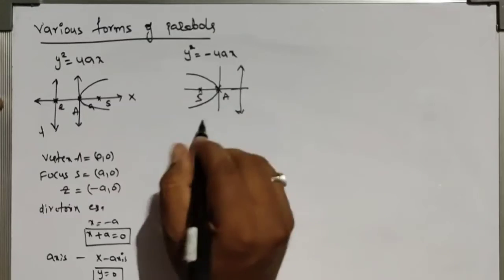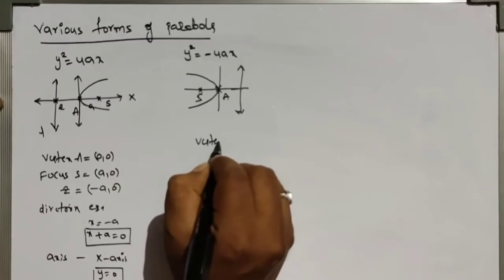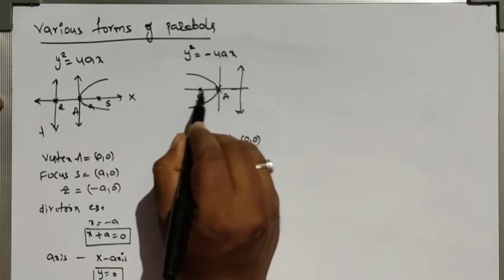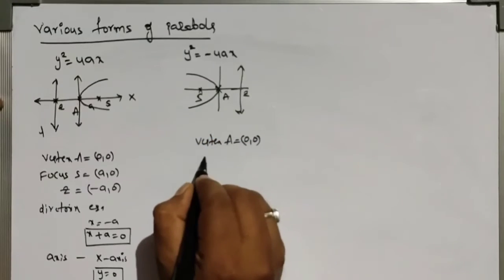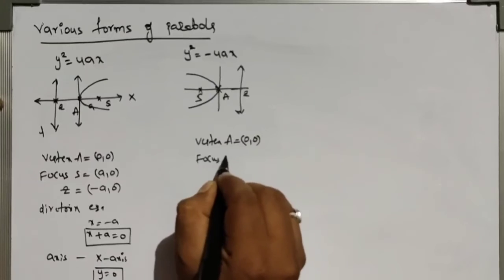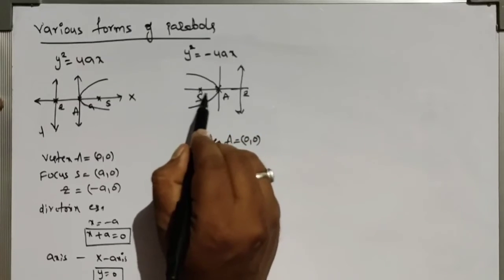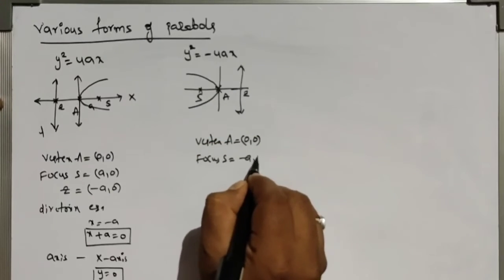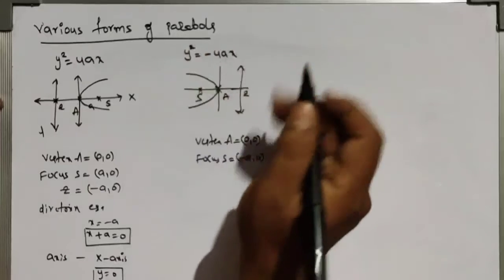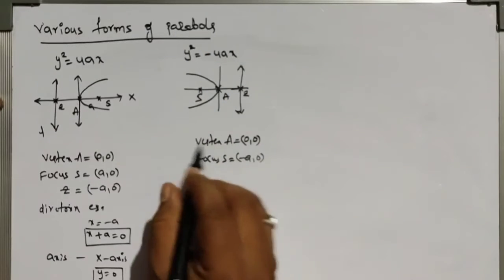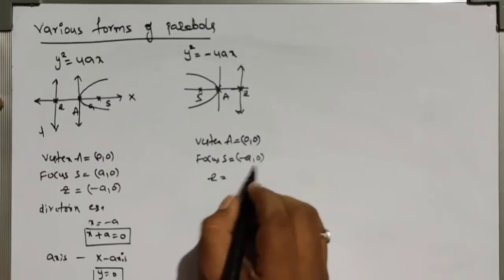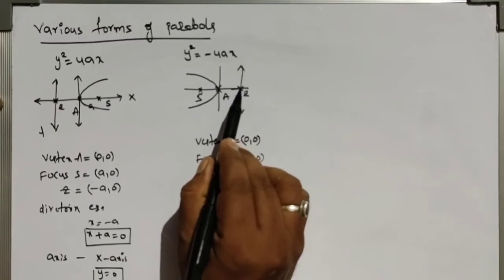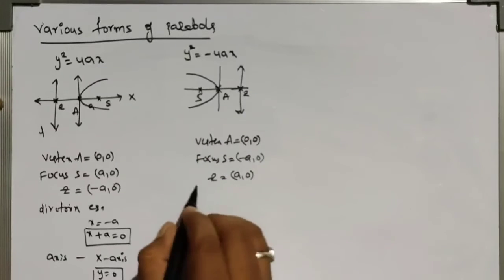So in this case vertex A is equal to (0, 0), nothing but origin. So SA is a and AZ also a, therefore the focus S is equal to, here distance is a, that's why you have to take the negative of a, 0. Why? Because this side the value is decreasing, this side value is increasing, therefore the Z, the projection of S becomes (a, 0), because here this is the a.